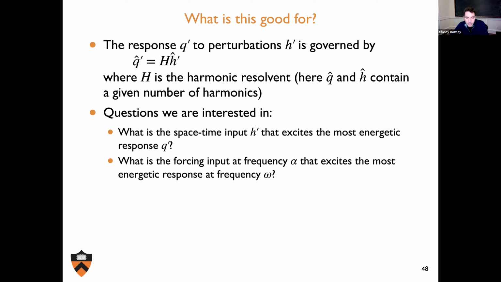And questions we're interested in: what is, for instance, the input? Now it's a space-time input because it has frequencies in it as well as the spatial variation. What is the input that excites the most energetic response? And then what's the forcing input at a particular frequency alpha that excites the most energetic response at some other frequency, omega? Now that we have nonlinear interactions between frequencies, we can have interactions like that.